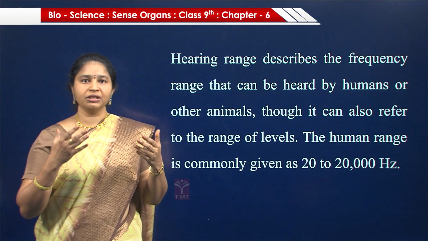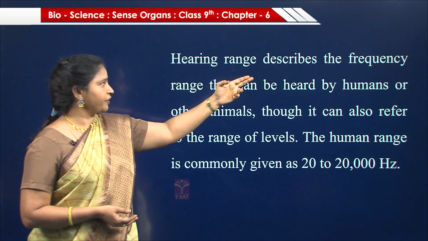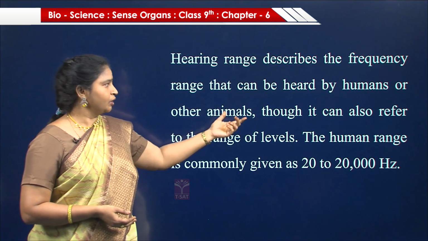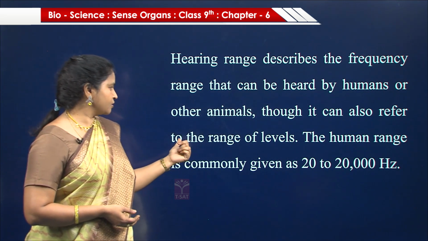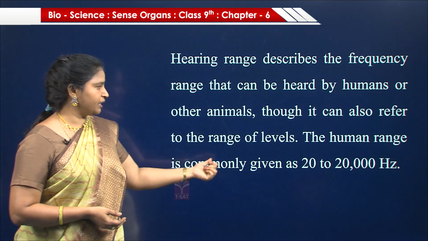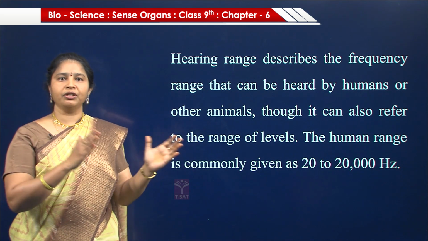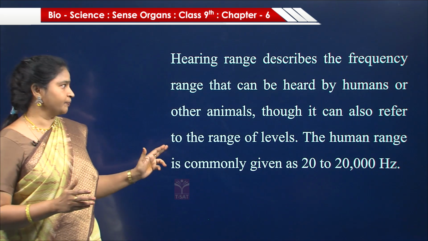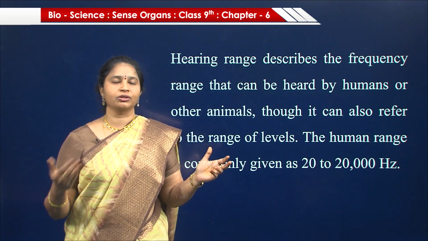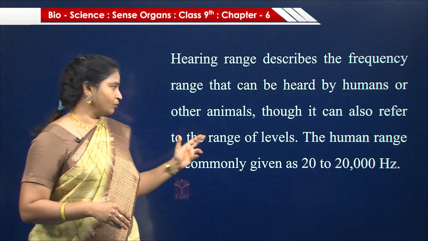So, what range of frequencies of sound can we hear? Hearing range describes the frequency range that can be heard by humans or other animals, though it can also refer to the range of levels. The human range is commonly given as 20 to 20,000 hertz. That means we can hear sound between 20 and 20,000 hertz. Beyond 20,000 hertz, our ear is not able to bear those sounds. Below 20 hertz, we are not able to receive those sounds.